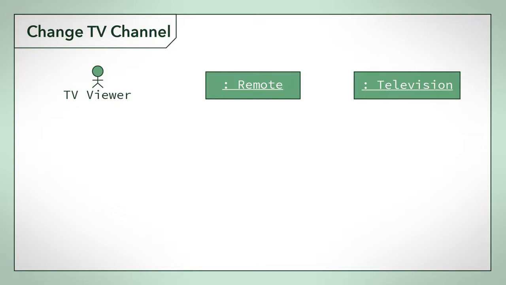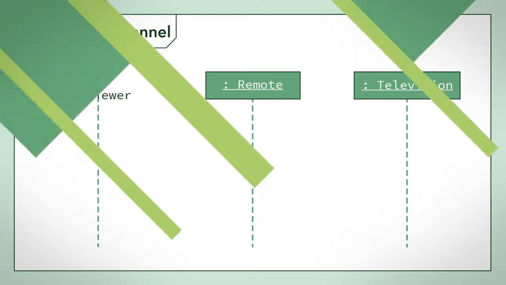If there are people in your example who will be using or interacting with objects, these are typically drawn as stick figures. We call these people actors. In our example, the TV viewer is an actor, so I'm going to draw them as a stick figure. I'm going to draw the other objects as labeled boxes. Each of these objects has a lifeline. The lifelines you can draw as a dashed line projecting downwards from the object.